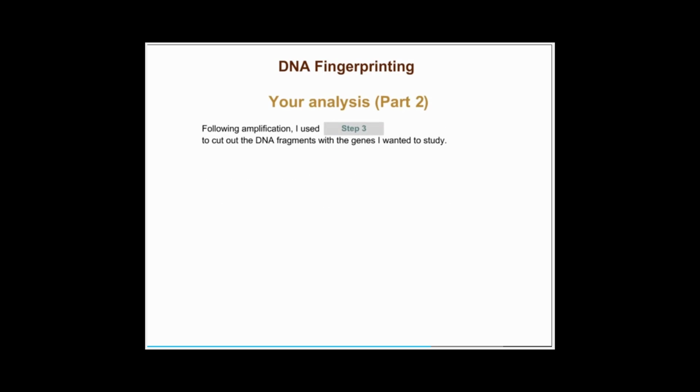Following amplification, you used restriction enzymes to cut out the DNA fragments with the genes you wanted to study. Restriction enzymes can be used to isolate the genes of interest, such as VNTRs. Then you used gel electrophoresis to separate the DNA fragments. During gel electrophoresis, smaller fragments will migrate faster than larger fragments.